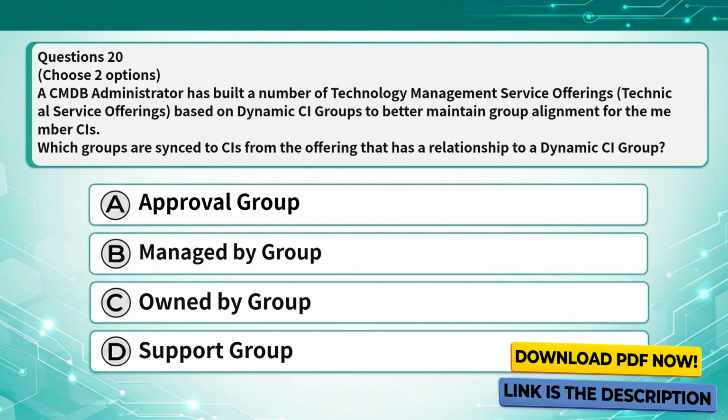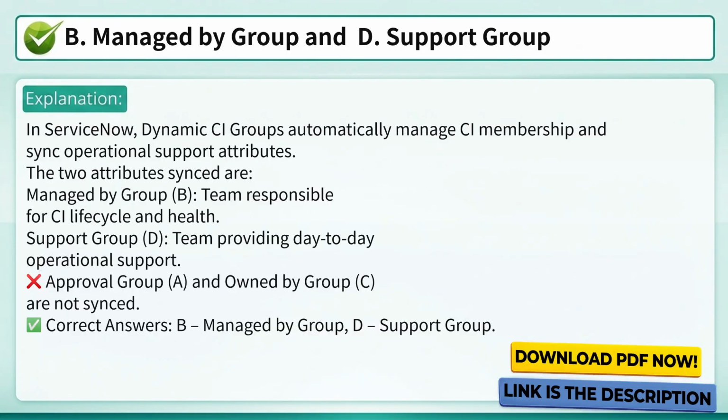Question 20. Choose two options. A CMDB administrator has built a number of technology management service offerings, technical service offerings, based on dynamic CI groups to better maintain group alignment for the member CIs. Which groups are synced to CIs from the offering that has a relationship to a dynamic CI group? A. Approval group. B. Managed by group. C. Owned by group. D. Support group. Answer: B. Managed by group and D. Support group.